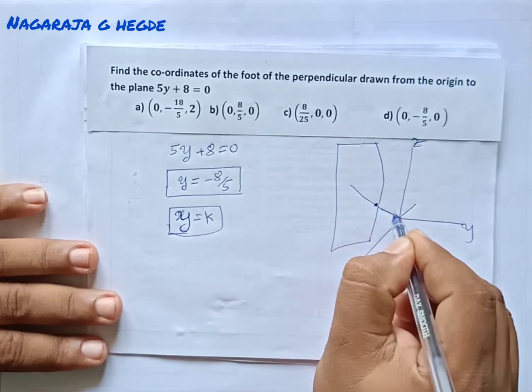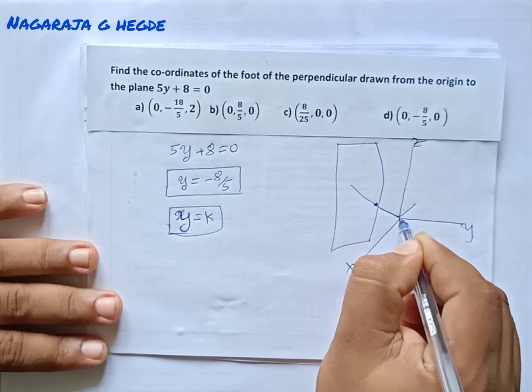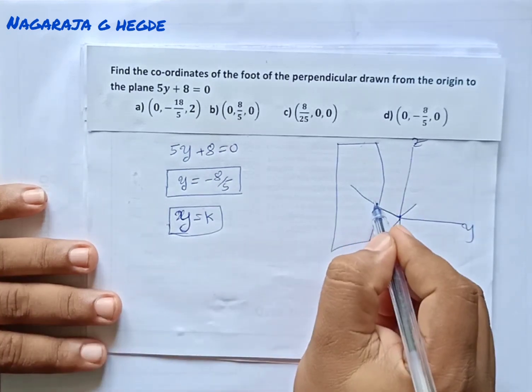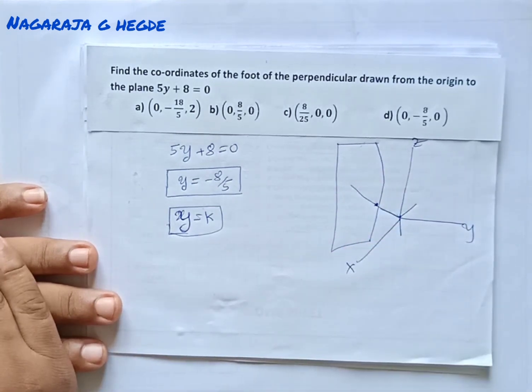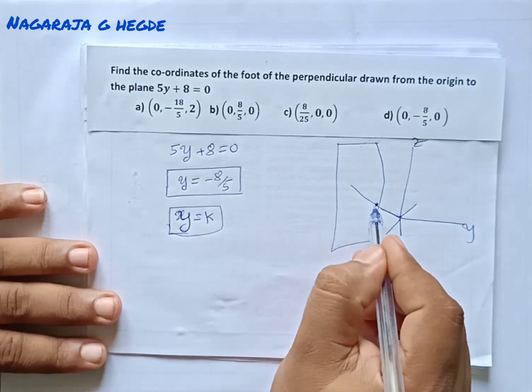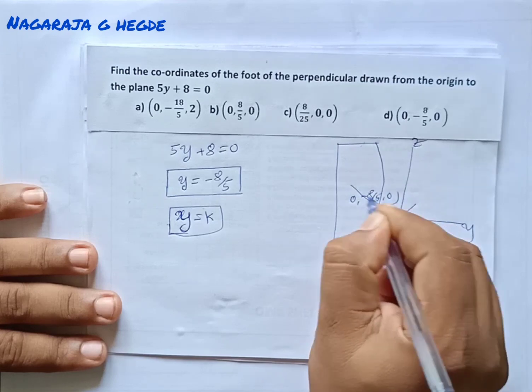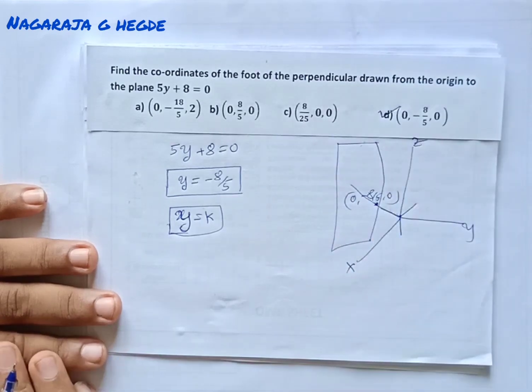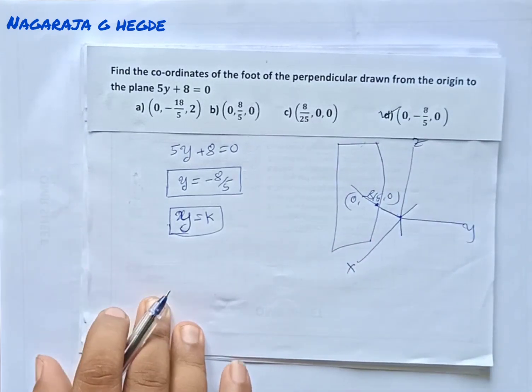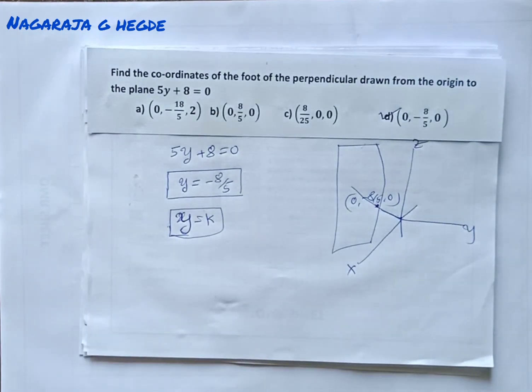So from this point to the origin, what is the foot? The required foot is on the negative y axis, at the point (0, -8/5, 0). So the correct answer is option D.